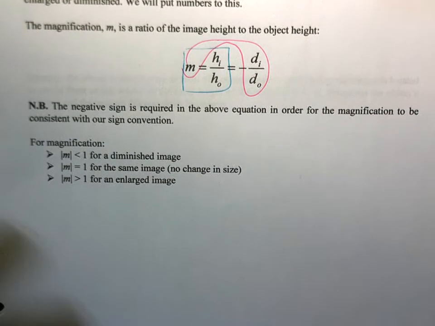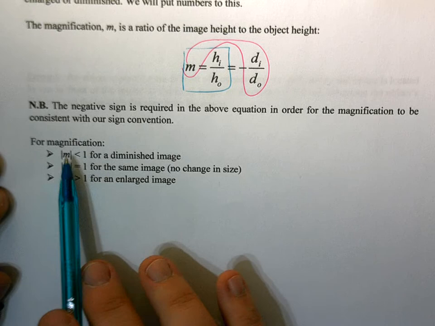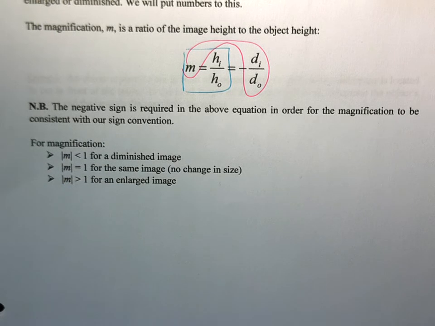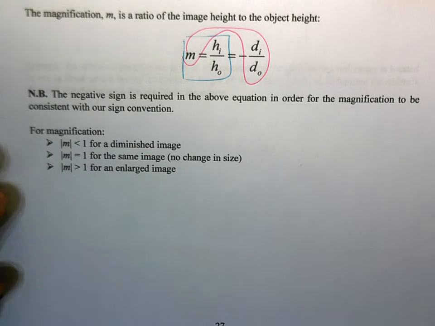So with magnification, if the absolute value of the magnification is less than 1, this tells us the image is diminished or smaller. If the absolute value of the magnification is equal to 1, the image is the same size and has not changed. And if the absolute value of the magnification is greater than 1, then we have a bigger image, or an enlarged image.